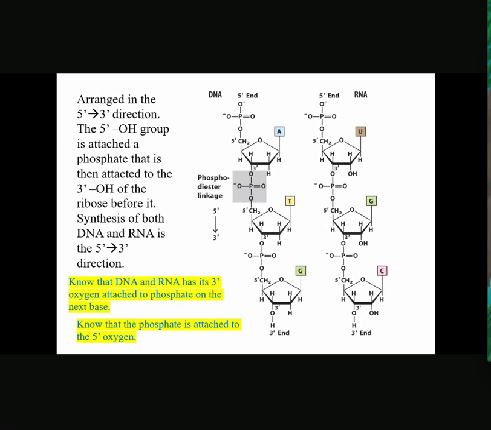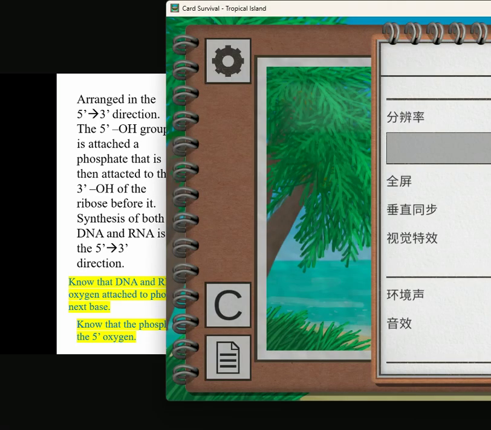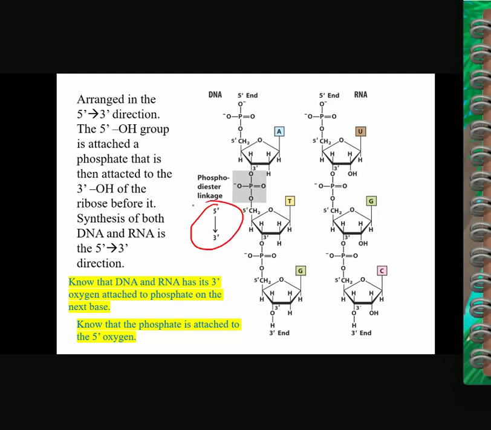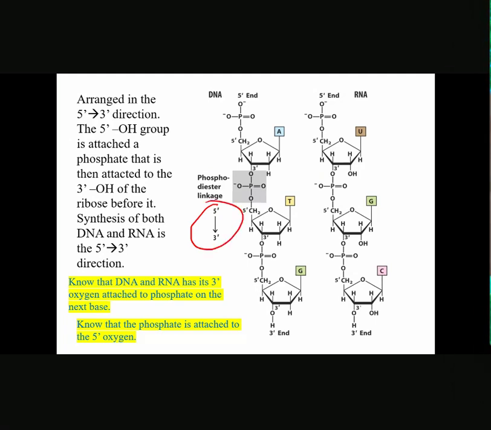Another definition. These are all definitions, just so we're on the same page. When we synthesize DNA and RNA, we're going to attach the number 5 carbon's phosphate to the oxygen that's on number 3 of the base in front of it. So therefore, the very first base has a phosphate that's not attached to anything. And the second base, its phosphate is attached to the number 3 position.